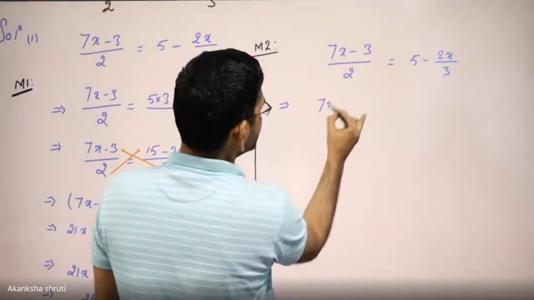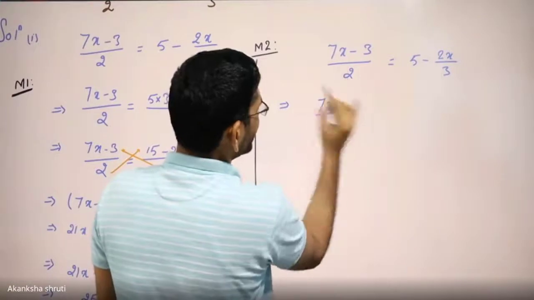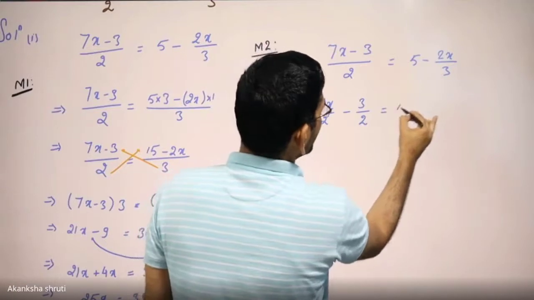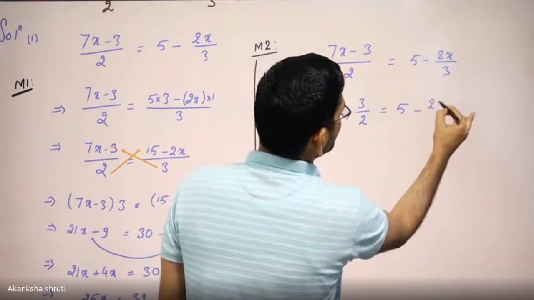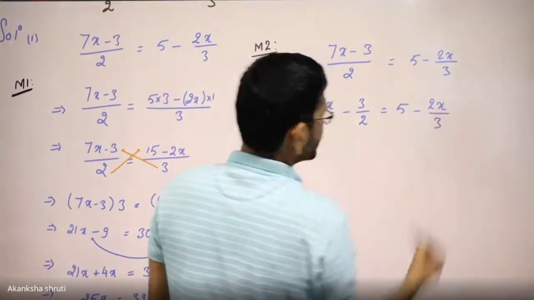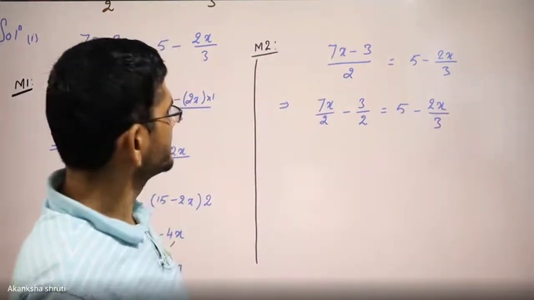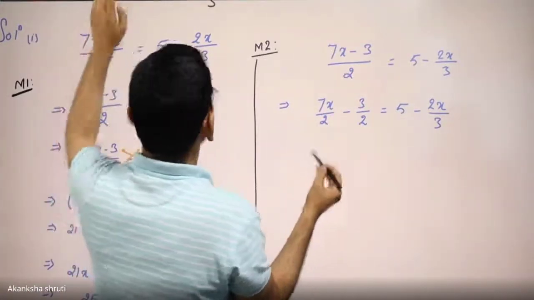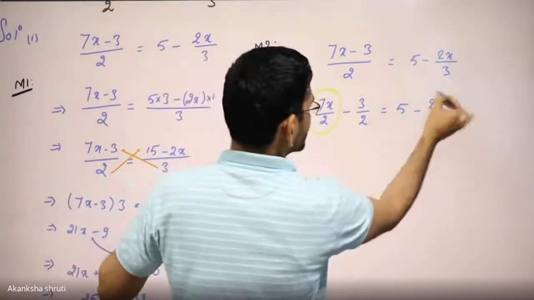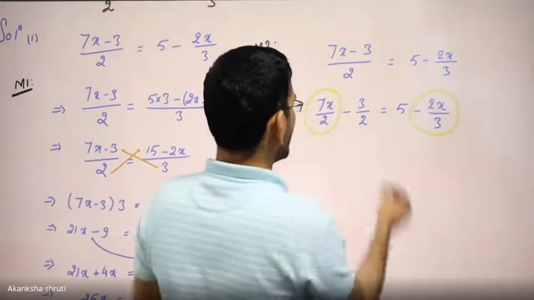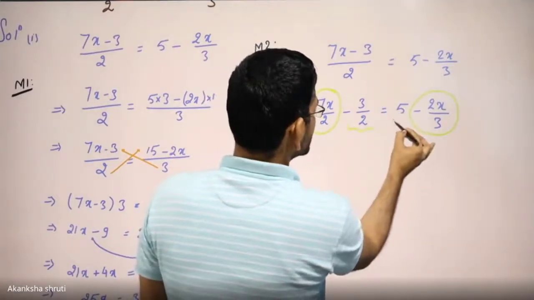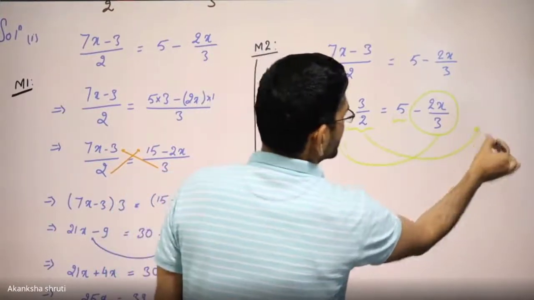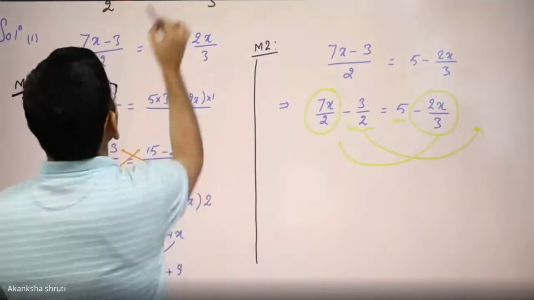We can write like this, 7x by 2. This is simply the distributive property, by 3 by 2 is equals to 5 minus 2x by 3. It is like this. Now how it appears? Just separating the denominator in left hand side, we are understanding we have the variables here and here. These are the only variables. Even this term and this term are constant. So we can bring this variable on left hand side and we can send this constant on right hand side. So these rules can be applied now.